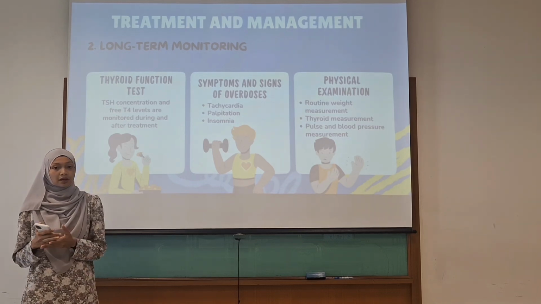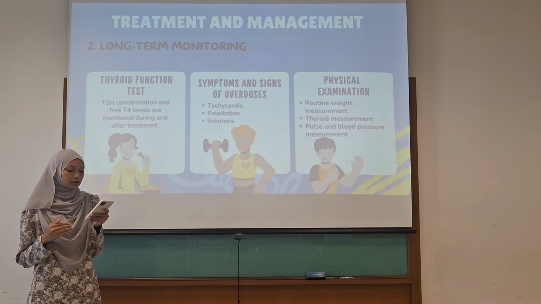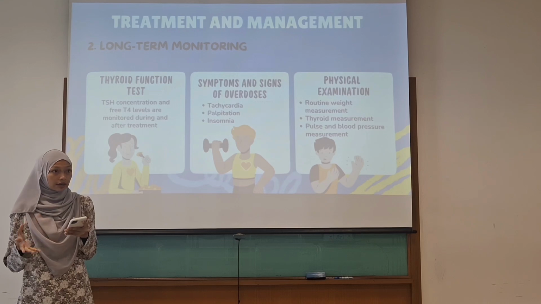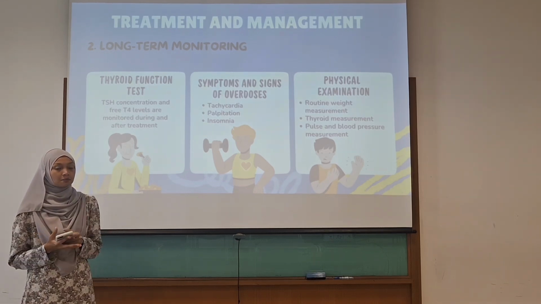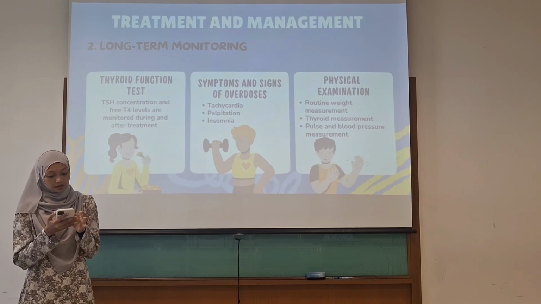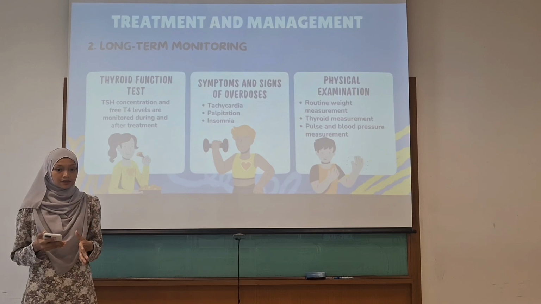For thyroid measurement, it can be monitored by palpating the neck area for goiter size, nodules, and also changes of the thyroid gland. For pulse and blood pressure measurement, a high pulse and blood pressure indicates that the possibility of excess thyroid hormone in our body is increased.